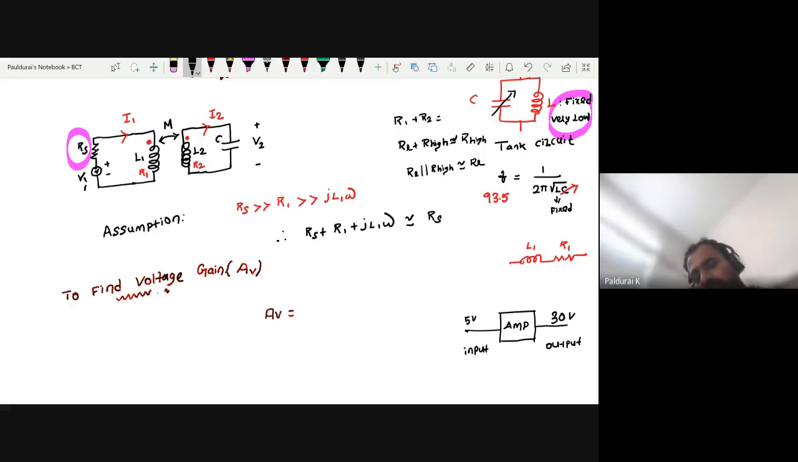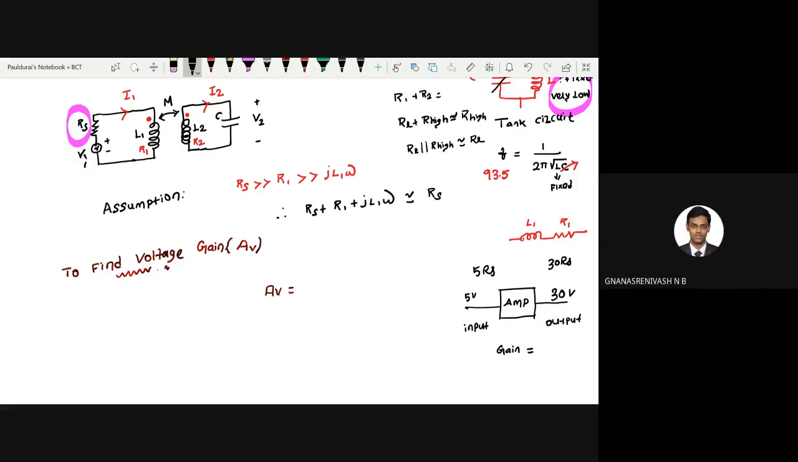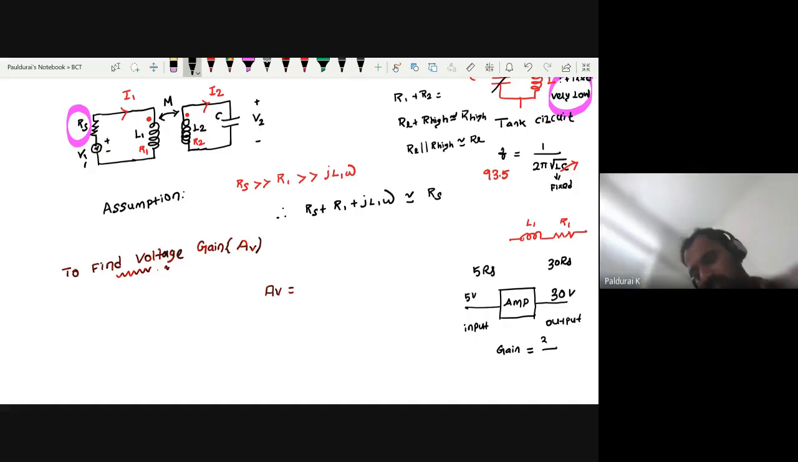Anyone? I'm giving you 5 rupees. With the help of that 5 rupees, you are doing some business, just assume, and you earned 30 rupees. So what is your gain? How will you calculate gain? Anyone, please? How much is your gain? Output by input, so this is 30 divided by 5, which is equal to 6, right? So it's nothing but output divided by input. Yeah, very good. Thank you.